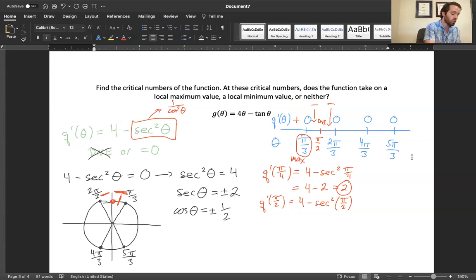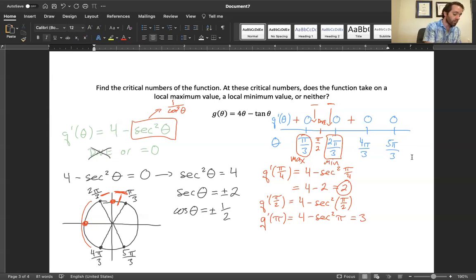Let's go from 2 pi over 3 to 4 pi over 3. So now we're going to be testing in here. Okay, the most natural thing to check there is pi. So g prime of pi is 4 minus secant squared of pi. Secant of pi is -1 because that's 1 over the cosine of pi, which is -1. 1 over -1 is -1. But 4 minus -1 squared is 4 minus 1, which is 3. So the derivative is positive on that interval. What that means is that this is a minimum.